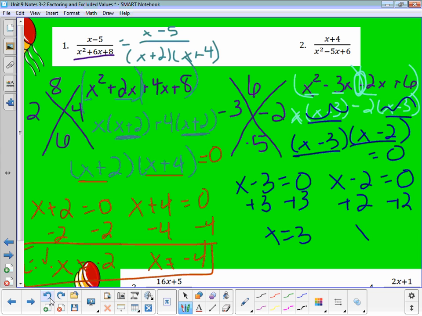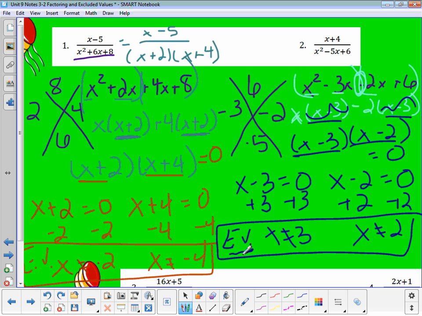Okay, but oops, we don't want to write that as our final answer quite yet. Remember, we want to account for these as excluded values. So that means that x cannot be equal to those two, and I do want you writing that EV. Okay, so make sure you're writing that EV.